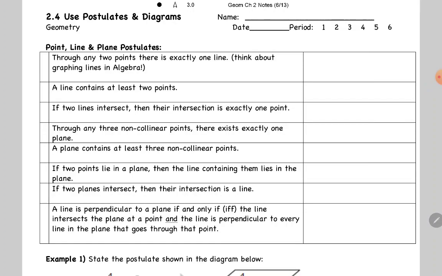Here we go. So let's look at some postulates. Remember, postulates are things in math that we accept without proof. They're true, we accept them without proof. Through any 2 points, there's exactly one line. So if I have 2 points here, there is only one line that you can draw connecting the two. A line consists of 2 points because we need 2 directions.